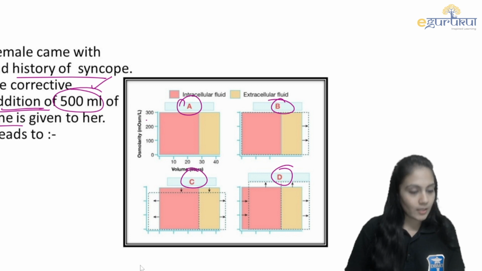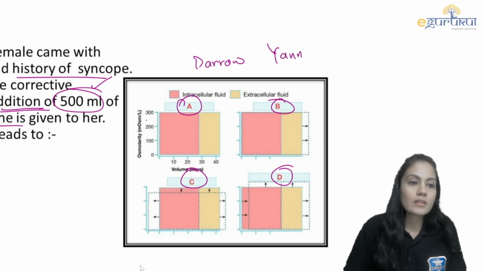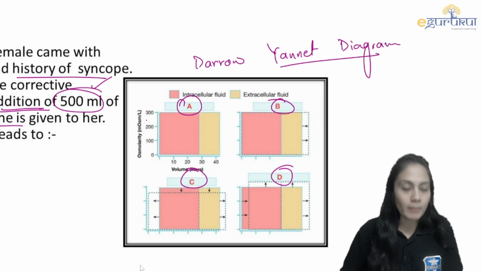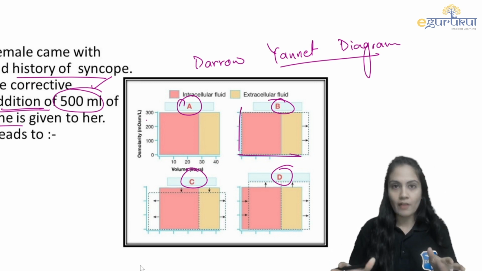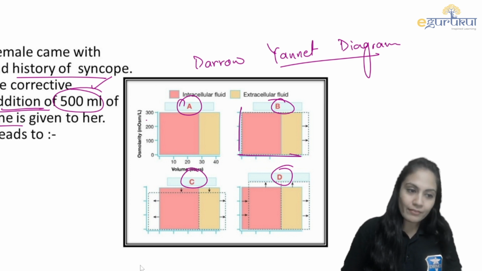So this diagram is known as the Darrow-Yannet diagram. Now, what is this diagram all about? This is nothing but you do have two axes. It is kind of a graph, but given in a rectangular form. So you have two axes, the x-axis and the y-axis.